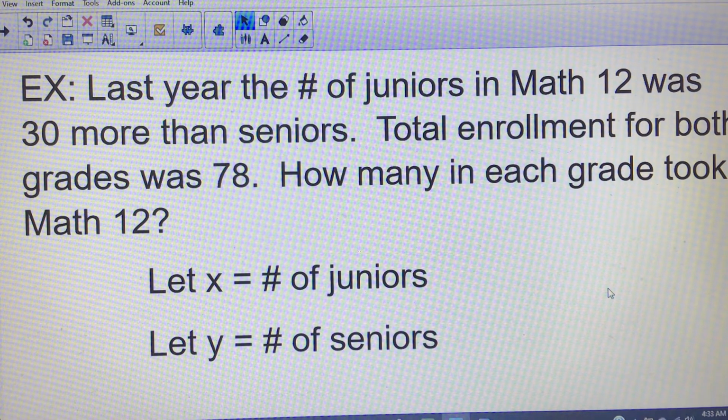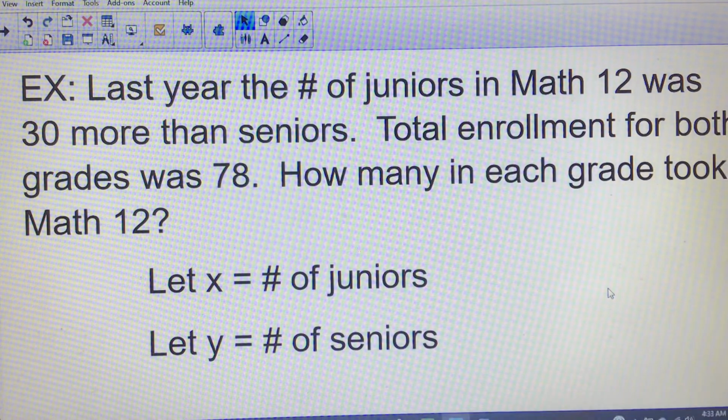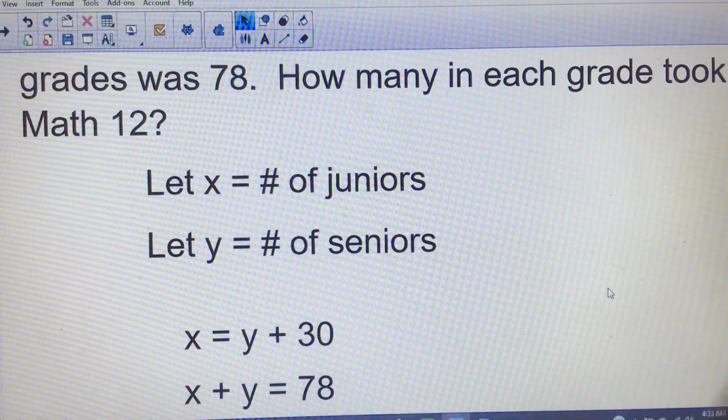Juniors and seniors are not equal to each other. There are more juniors than seniors. There's also the fact that if I put the juniors and seniors together, I get 78. So to make the equations that I need, I'm going to use both of those pieces of information.